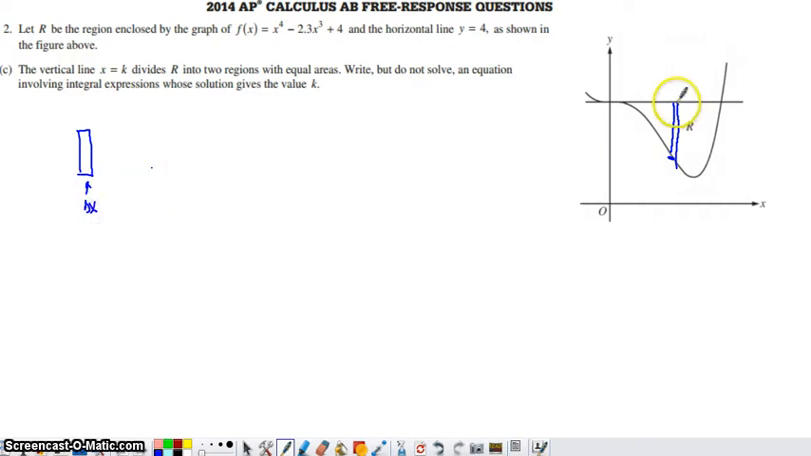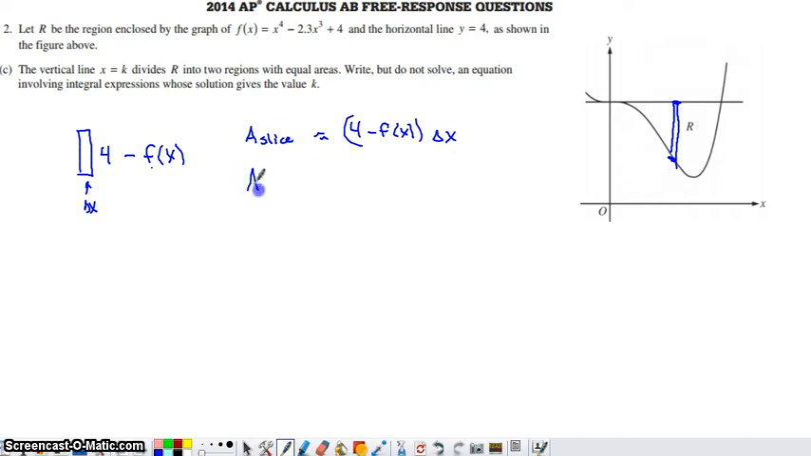And then the height is going to be from here down to here. And that's going to be a difference in y values. We need to take the bigger y value, which is 4, and then minus the smaller y value. The smaller y value, no matter where we draw the slice within the region, is always on the graph of f of x. So the area of that slice would be approximated by taking 4 minus f of x times delta x.